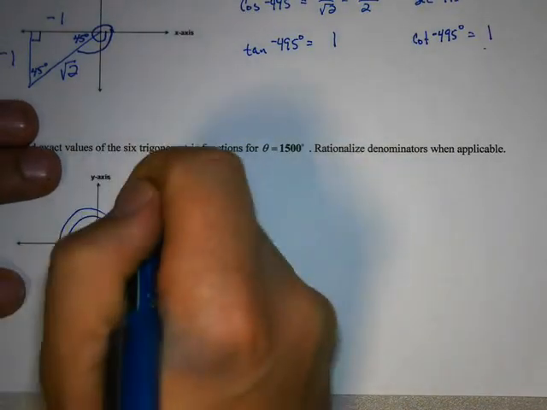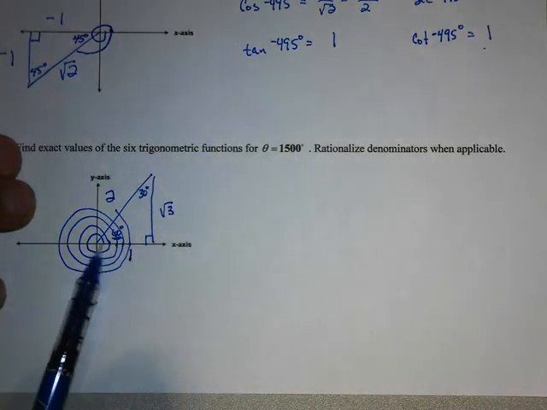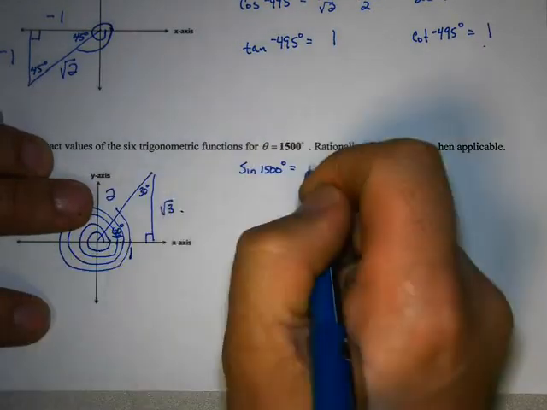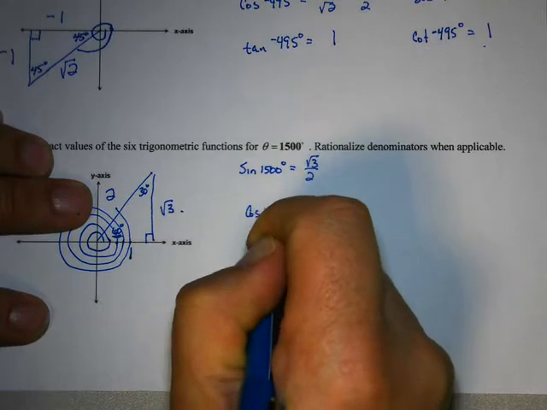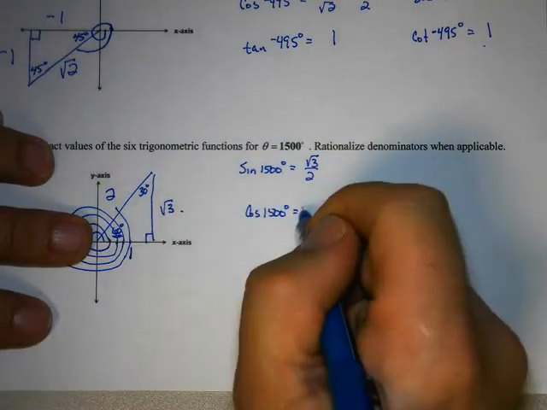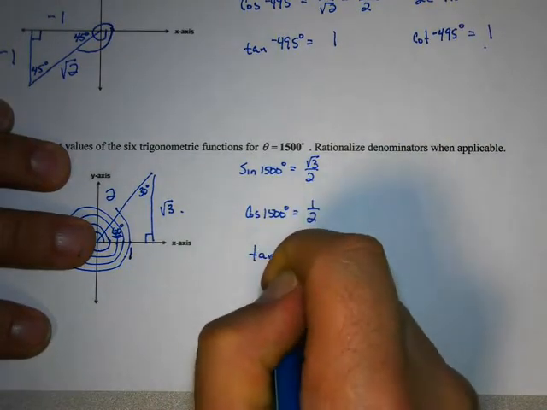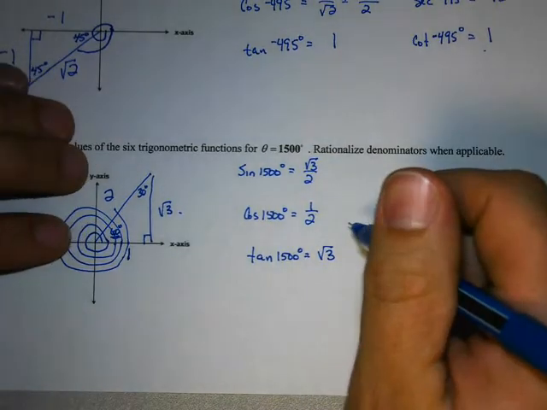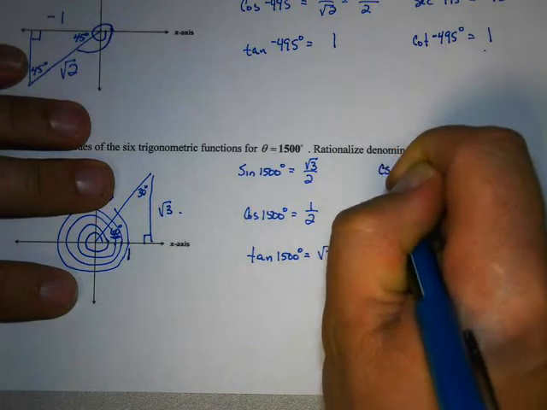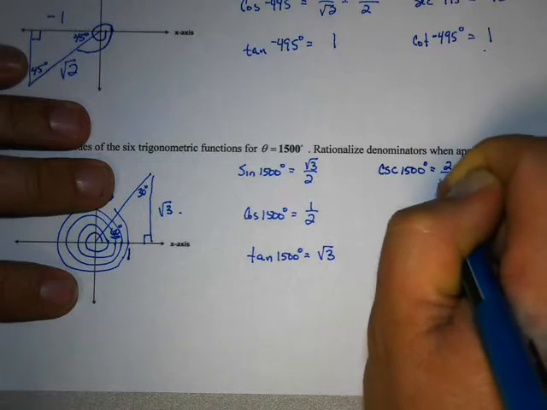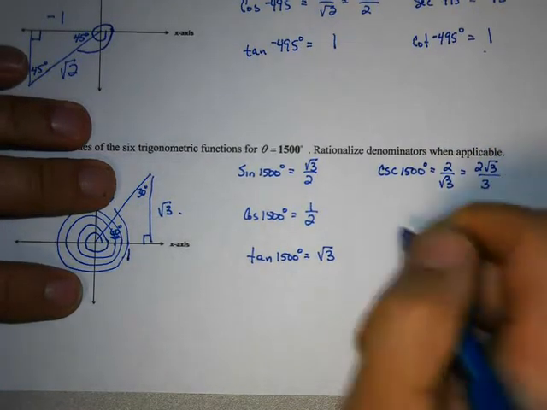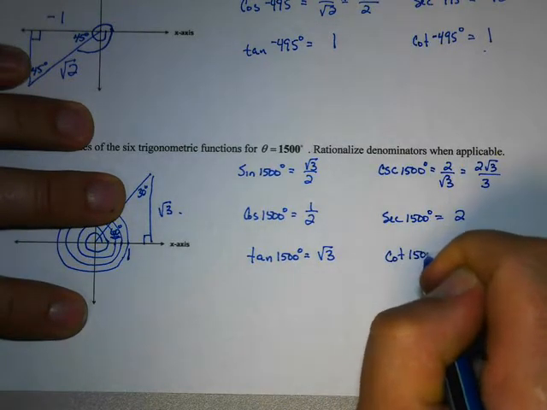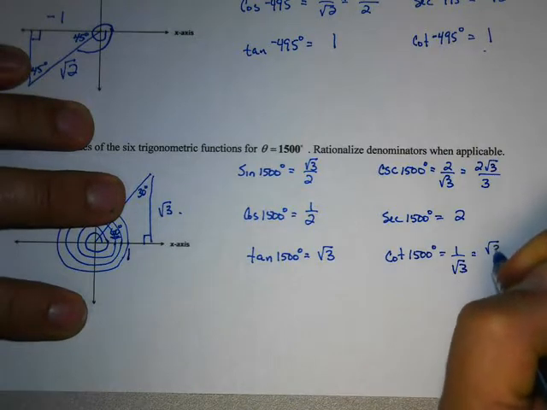Opposite 60, square root of 3, opposite 30, 1, hypotenuse 2, and again, right and up, positive, positive. So the sine of 1500 degrees, opposite over hypotenuse, is square root of 3 over 2. Cosine of 1500 degrees is equal to adjacent over hypotenuse, 1/2. And the tangent of 1500 degrees is equal to opposite over adjacent, square root of 3 over 1. The cosecant of 1500 degrees is 2 over the square root of 3, which is 2 square roots of 3 over 3. The secant of 1500 degrees is equal to 2, and the cotangent of 1500 degrees is equal to 1 over the square root of 3, which is the square root of 3 over 3.